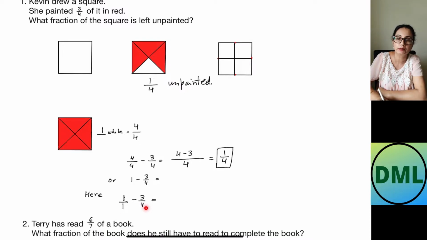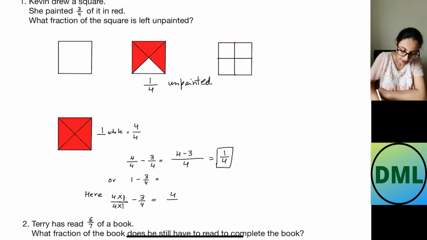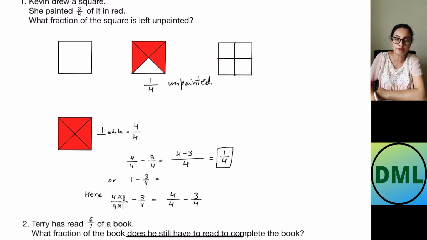How am I going to equate the denominators? I multiply 1 by 4 to get the denominator 4. Because I multiplied the denominator, I have to multiply the numerator also. So 4 times 1 becomes 4, divided by 4 times 1 becomes 4, minus 3 by 4. This will be the same as before. So you will get the answer 1/4 of the square is unpainted. Out of 4 parts, 1 part is unpainted.